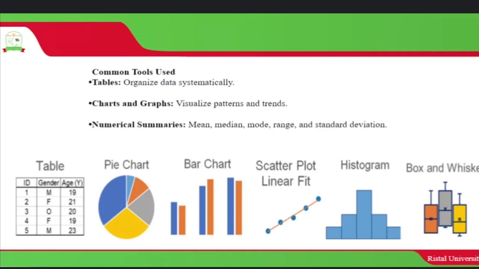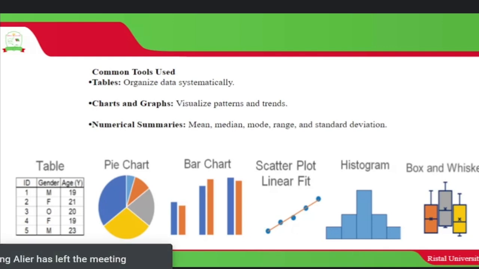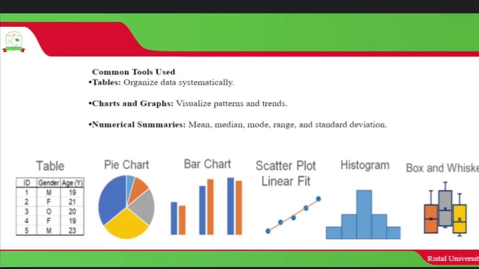So we also have numerical summaries that are usually presented in tables, and these may include the mean, the median, the mode, the range, and the standard deviation. So these are basically the most common tools that are used to describe data in public health.